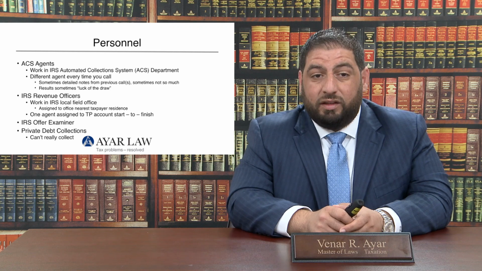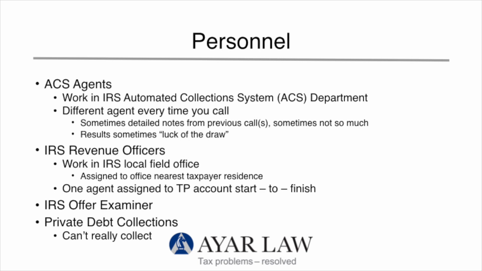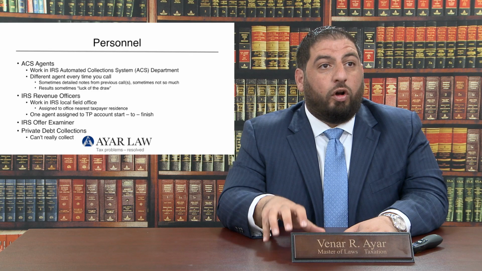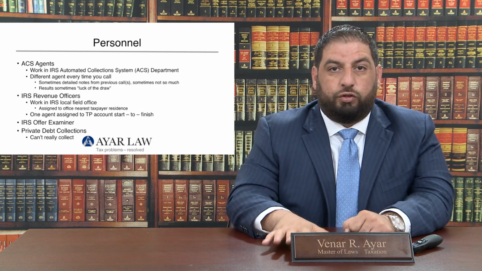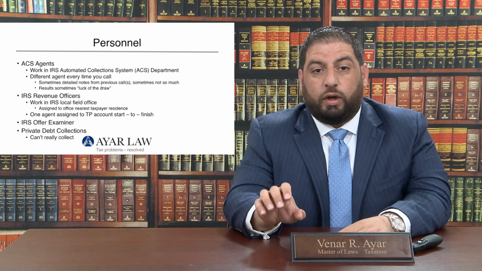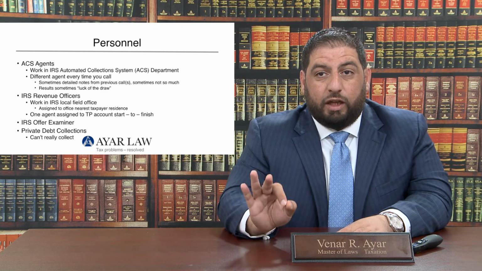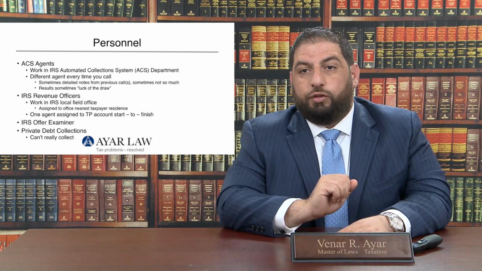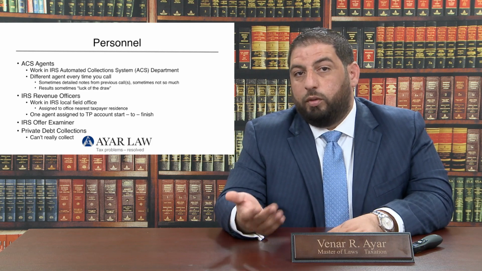Okay, so who works in collections? Who is our personnel? There are basically different types of agents. There's what's called ACS agents. ACS stands for Automated Collection System. These are the people who work in the IRS call centers, who deal with the quote-unquote collections department. When you call collections at the IRS, you're calling and speaking to an ACS agent. One of the features of dealing with them is that you get a different agent every time you pick up the phone and call. It's luck of the draw. When you call on behalf of your client, every time it'll be a different agent.